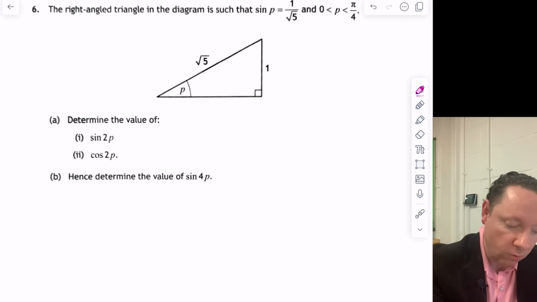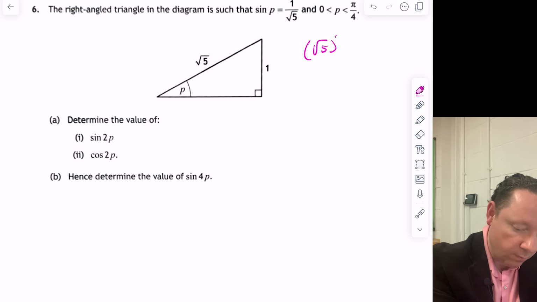So I've got a right angle triangle, so I will do Pythagoras to get one of the sides. So I've got root 5 squared minus 1 squared. That's 5 minus 1 is 4. So I've got root 4 is 2. So now, expanding this, that's 2 sine p cos p.